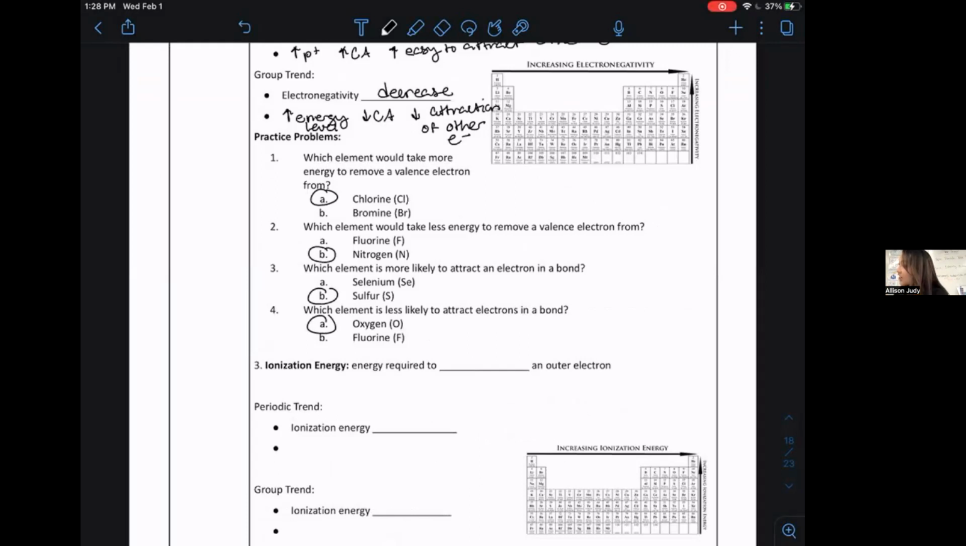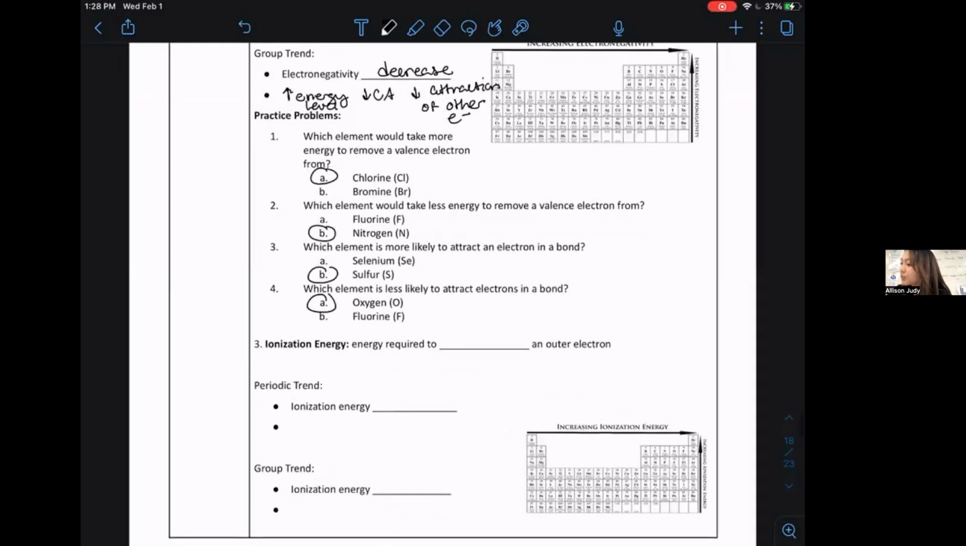Ionization energy is the next characteristic. It's the energy required to remove an outer electron, a valence electron, from an atom. So this is basically the energy that a thief would have to put in to steal your electron away. Ionization energy sounds a lot like electronegativity, the ability to attract. But here's the difference: ionization energy is not in a bond. It is not already in a bond.